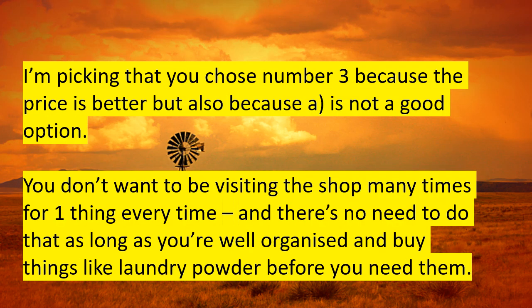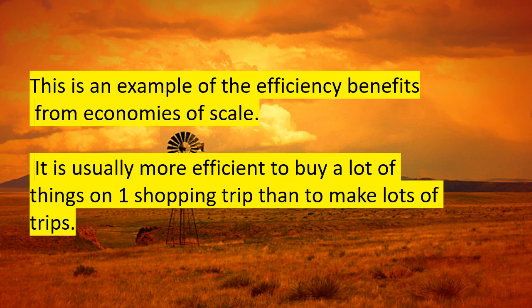So I'm picking that you chose number 3 because the price is better, but also because A is not a good option. You don't want to be visiting the shop many times for one thing every time. And there's no need to do that as long as you're well organized and buy things like laundry powder before you need them. This is an example of the efficiency benefits from economies of scale. It's usually more efficient to buy a lot of things on one shopping trip than to make lots of trips.